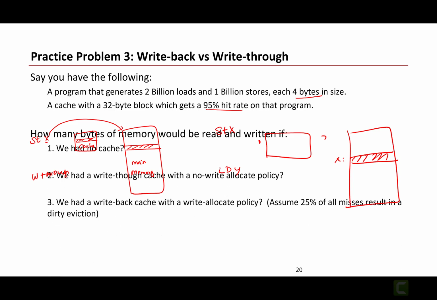And the question is, we need to compute the amount of data that you're going to read and write from the main memory for 3 different configurations: one without a cache, one with the write through cache, and one with the write back cache.